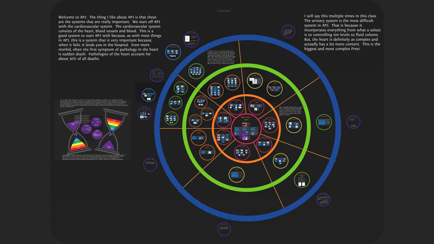This is a good system to start AP2 with because, as with most things in AP2, this is a system that is very important because when it fails, it lands you in the hospital. Even more morbid, often the first symptom of pathology in the heart is sudden death. Pathologies of the heart account for about 30% of all deaths.